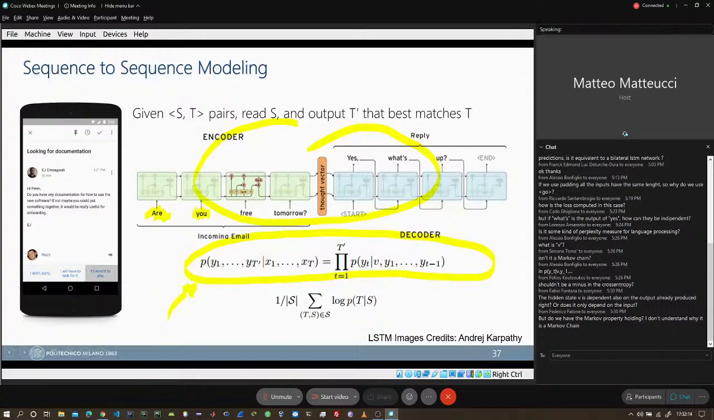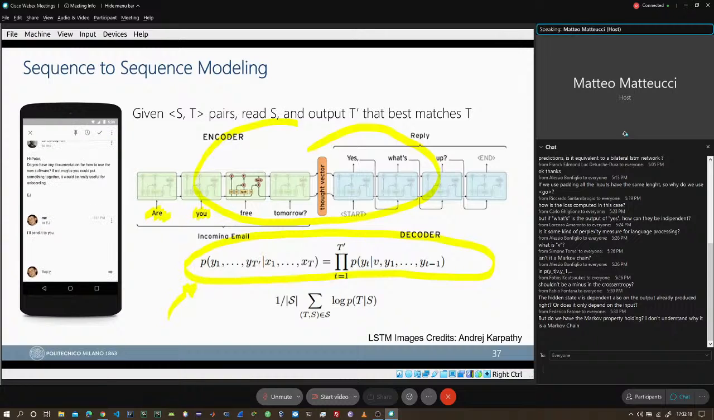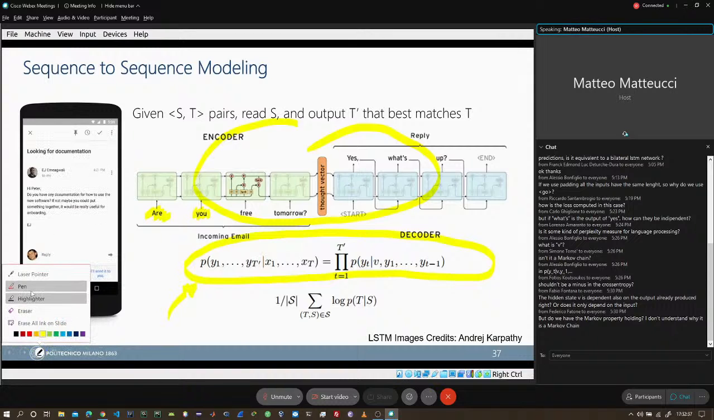Another question is, the hidden state V, is it dependent also on the output already produced, right? Or does it only depend on the input? No. The hidden state, which is this V, just a second, I need a pen.